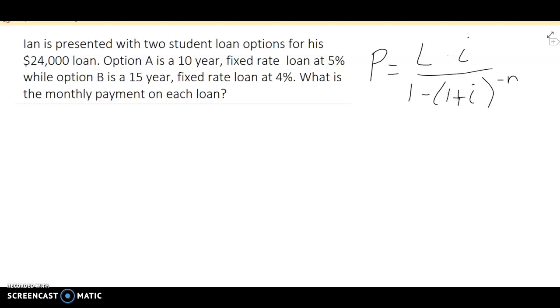Ian is presented with two student loan options for his $24,000 loan. Option A is a 10-year fixed rate, 5%. Option B is a 15-year fixed rate, 4%. First part of this, let's find the monthly payment on each loan.